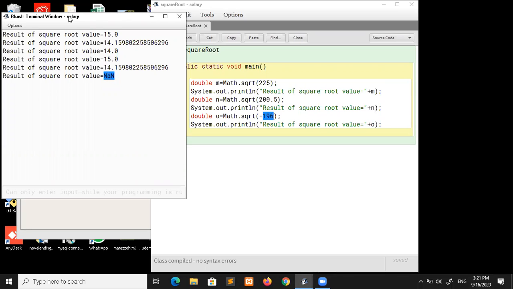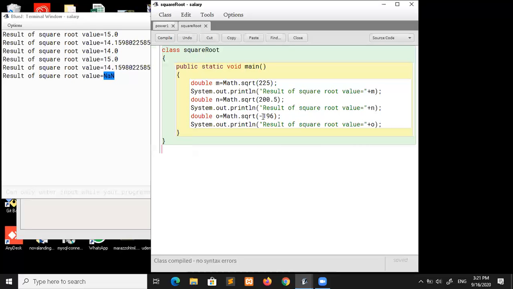Ma'am, I have a doubt. Can we use float instead of double? Sorry? Can we use float instead of double? Yeah, just a sec. You can use it, not an issue.